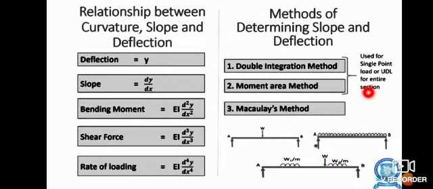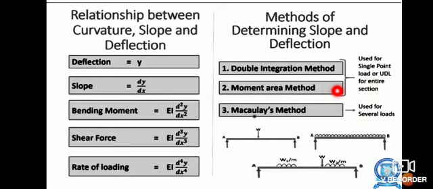In these two methods, the point load and UDL are applied separately on the beam. Double integration method and moment area method are used for a single point load or UDL over the entire section. The next, Macaulay's method, is used for several loads. In the third diagram, a mixed load acts, with the point load and UDL acting on the beam. For that type of beam we use Macaulay's method to solve the problems.